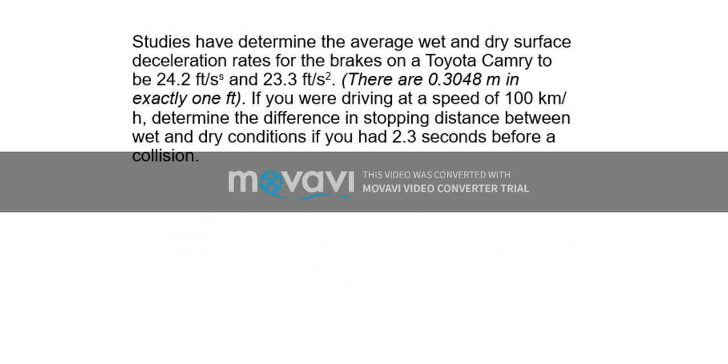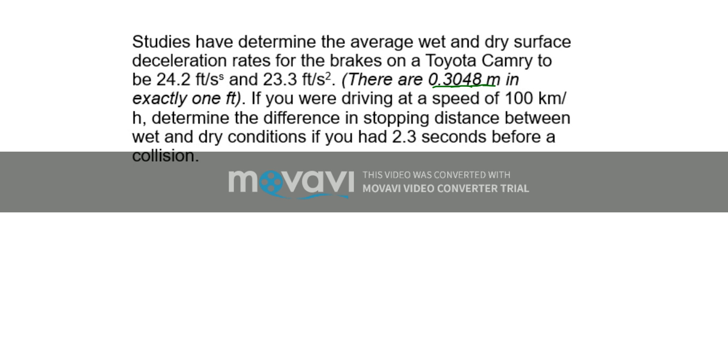So on this one right here, studying wet and dry circulation, the accelerations are between 24.2 and 23.3 feet per second squared. And I've thrown a little twist in here. We need to convert feet and meters between each other, which is a little bit annoying. So I have put a little conversion ratio: there are this many meters in a foot. It says that we're driving at 100 kilometers an hour. We'd like to figure out the difference in stopping distance between wet and dry conditions if you have 2.3 seconds before a collision.